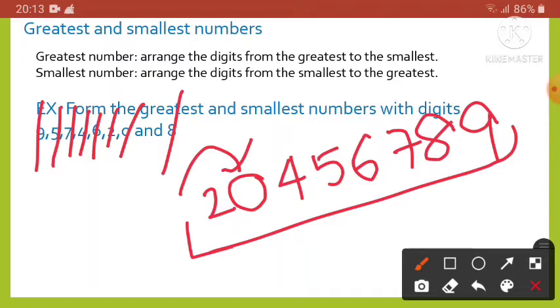Here, you always have to remember that you have to write 0 at the second position if it is available in the digits.